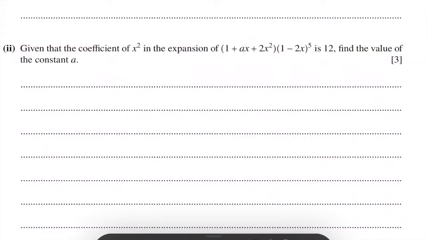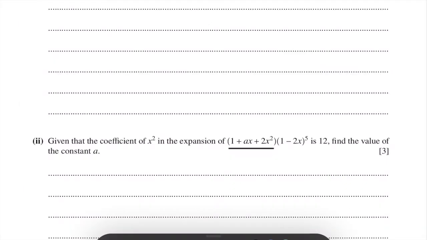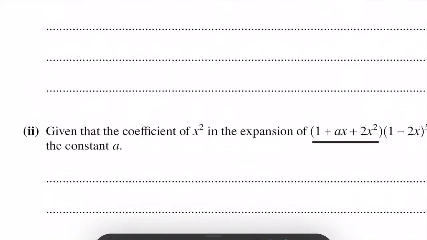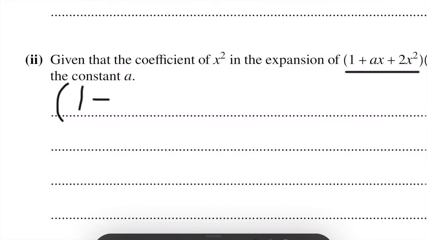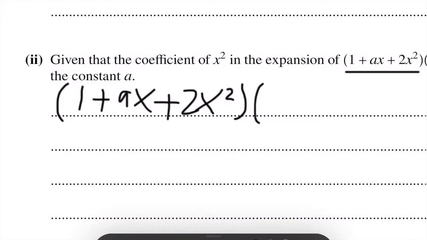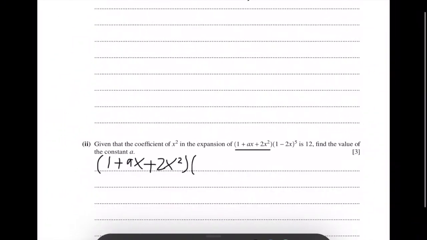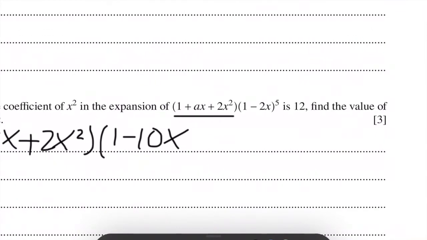Let's move on to the second. Given that the coefficient of x squared in the expansion of is 12, find the value of the constant a. Since we have 1 plus ax plus 2x squared in the first parenthesis, we will use the answers we have earlier and transfer them below. 1 plus ax plus 2x squared will be multiplied by the answer we got earlier, 1 minus 10x plus 40x squared.